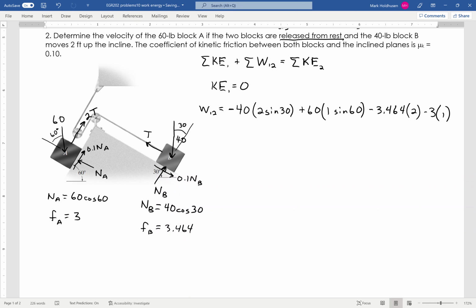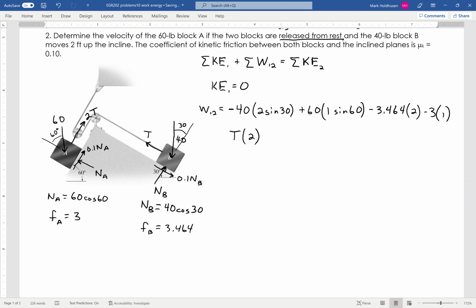Now, the only other force I have here is my tension force. But as you'll see, that tension is internal to the system. So if you think about it, I don't need to actually calculate this tension. Let me show you why. Whatever the tension is, it pulls on B through a distance of 2, and that's in the direction of motion. T is pulling it up the incline in the direction it's going.